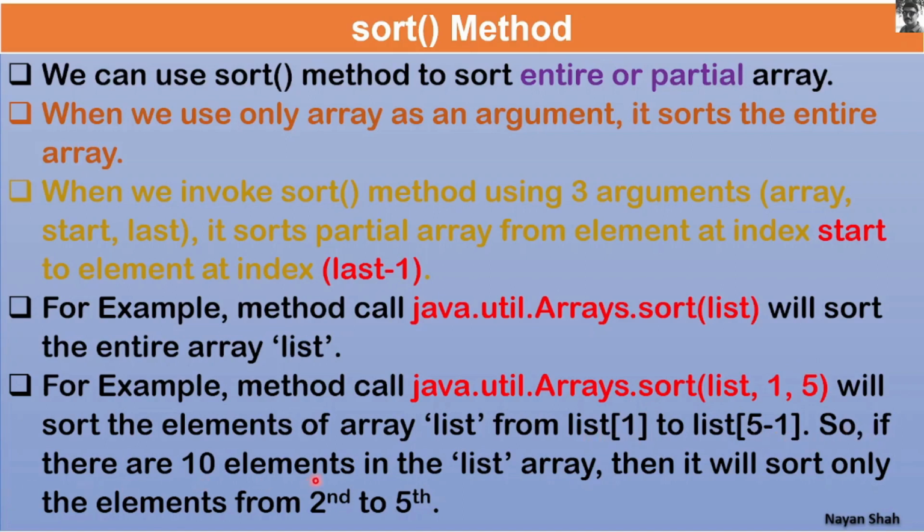So if there are 10 elements in the list array, then it will sort only the elements from 2nd to 5th: the 2nd element, 3rd element, 4th element and 5th element. How? Because the array index numbers are 1 to 4. 1 is the 2nd element, because an array begins with 0. So 1 means the 2nd value of the array, and 5 minus 1, that is 4, means the 5th value of the array. So it will sort only the 2nd, 3rd, 4th and 5th. These 4 values will be sorted. The rest of the 6 values will remain as they are in the array.